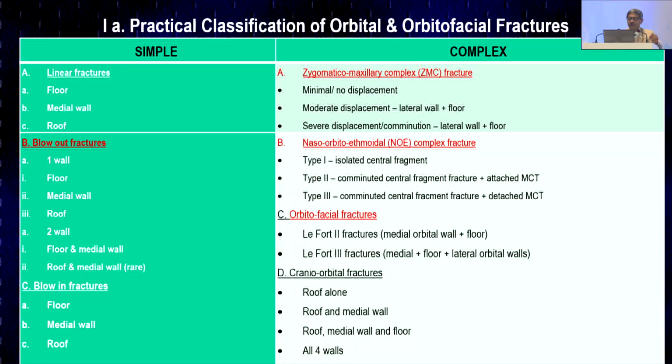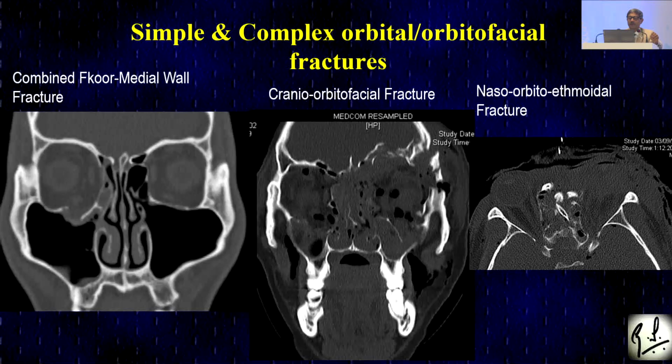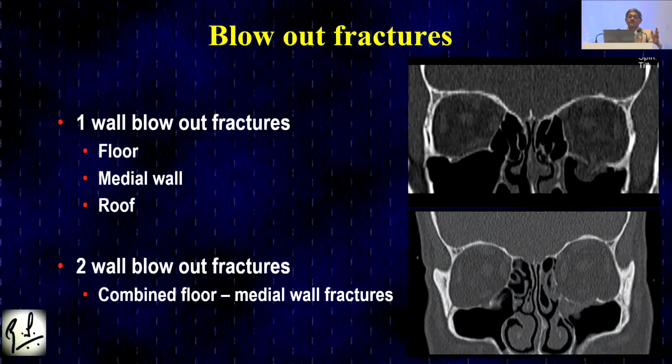You can contact any of our faculty here later on. Examples of pure orbital blowout fractures, an example of complex cranio-orbitofacial fractures. This is a firecracker which took off from the bottle, lodged in the orbit and exploded. And of course NOE fractures are still your domain, and it is very important to address the lacrimal system. Examples of pure blowout fractures.